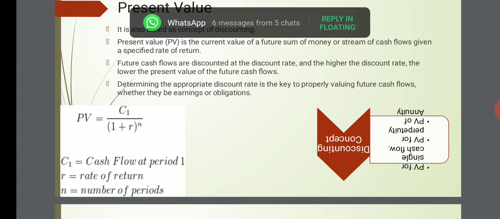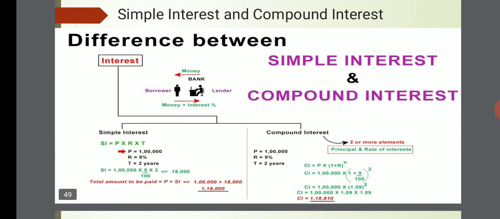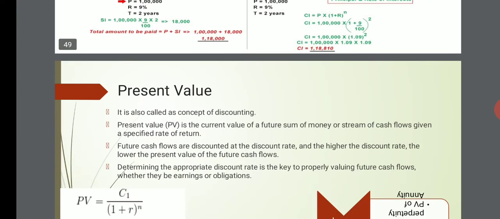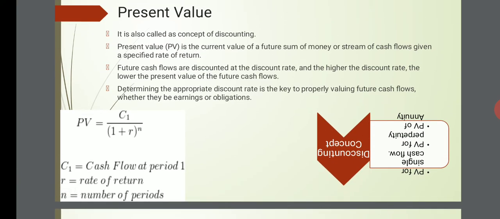Simply, if you look into the compound interest formula, the amount is equal to P into (1 + R)^n. This amount, which is the compound amount, can be called the future value, and the principal can be called the present value. So if we calculate with this formula, we come to present value is equal to future cash flow divided by (1 + R)^n.